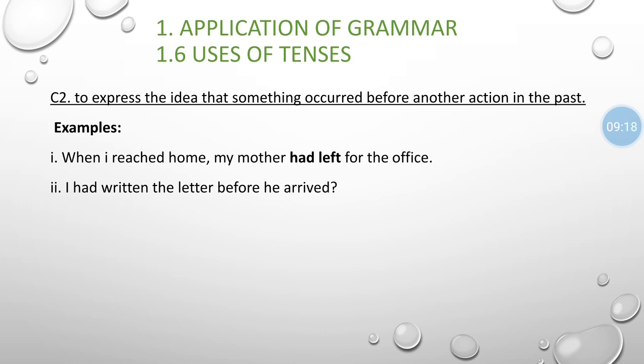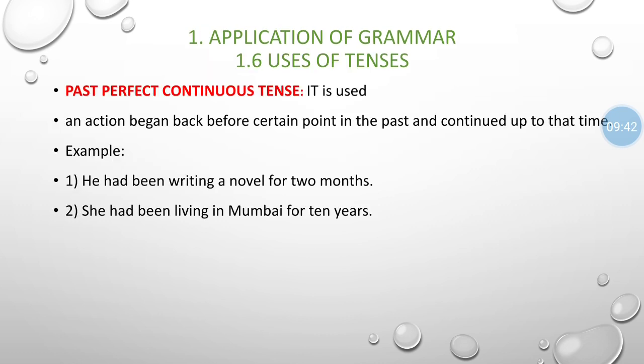Just as I told you earlier, when I reached the station, the train had already left the station. The same action is used here. I had written the letter before he arrived. Had written, had left, past perfect is given to express the idea that something occurred before another action in the past.